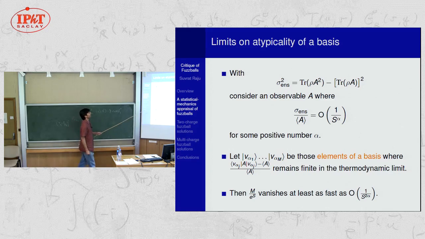Then if this observable satisfies the property that its deviation divided by the expectation value is suppressed, you can show that this number of atypical basis elements divided by e to the s vanishes at least as fast as 1 by s to the 2 alpha. So if you can find an observable whose fluctuations are small compared to its classical expectation value, then for such observables almost all basis elements are typical, very close to the mean. Now the observables that have this property are precisely observables which are classical.